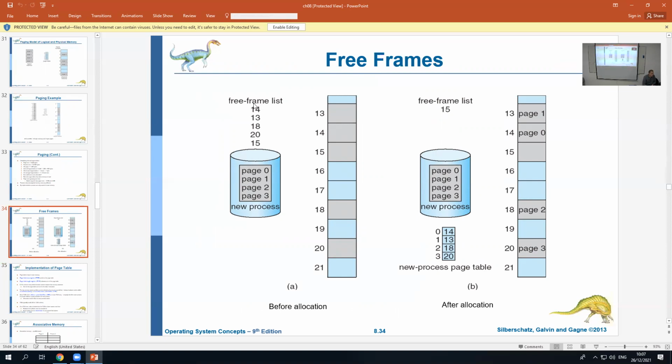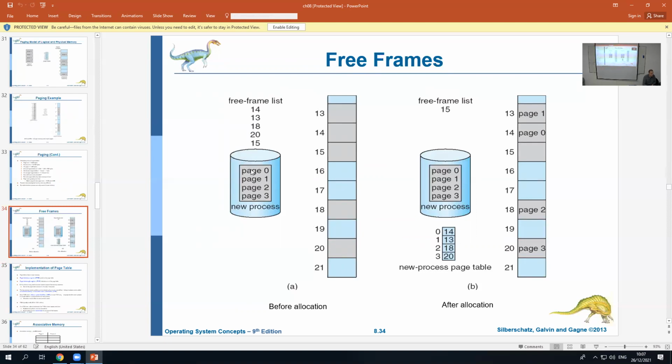Okay, this is very simple. It's just showing you that there's a free frame list. The operating system has to maintain which frames, here in gray, are unassigned. In other words, there's a process that's already using 16, 17, 19, and 21.